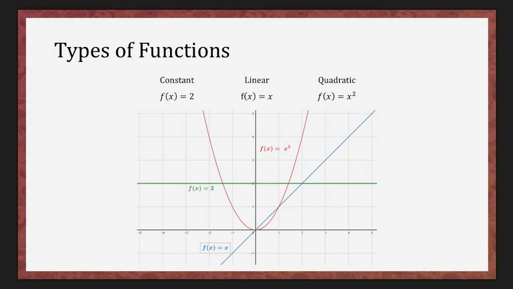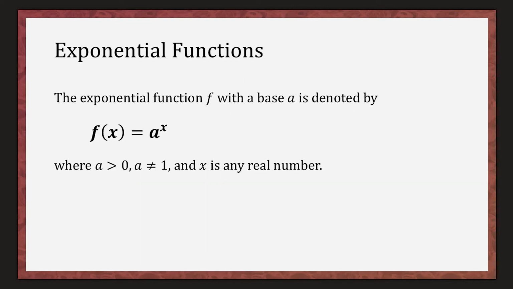For an exponential function, the input variable is the exponent. So let's take a look at that. The definition of an exponential function is: the exponential function f with a base of a is denoted by f of x equals a to the x power, as long as your base a is greater than 0 and not equal to 1, and x is any real number, so you can't have a square root of a negative number there.